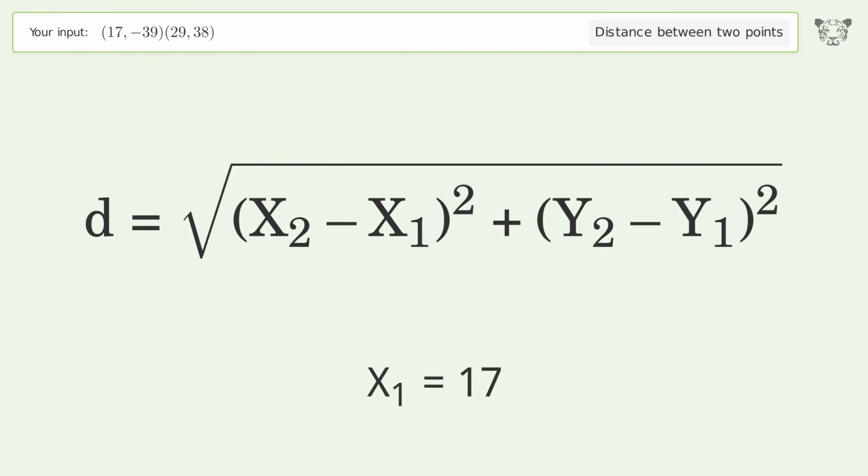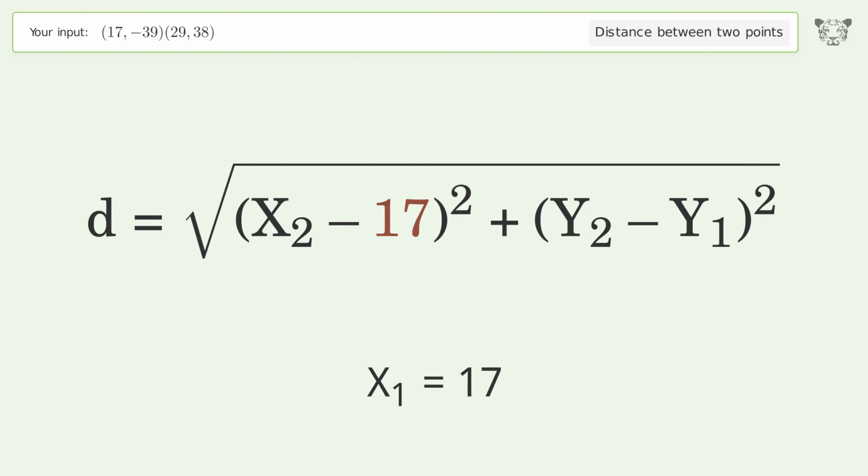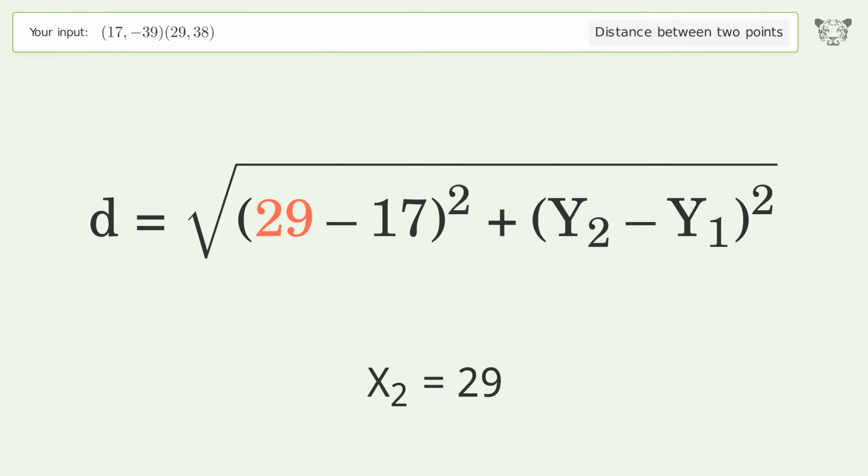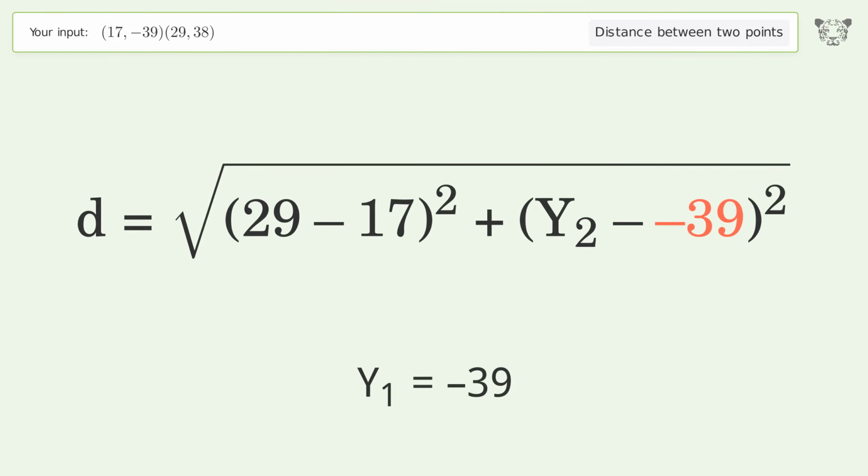x1 equals 17. x2 equals 29. y1 equals negative 39. y2 equals 38.